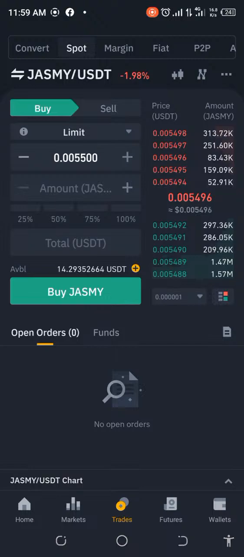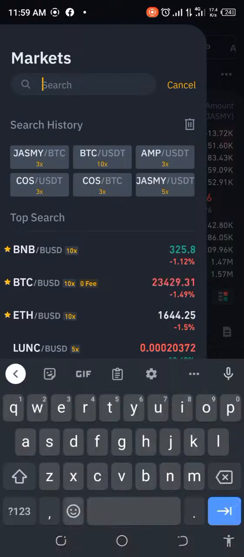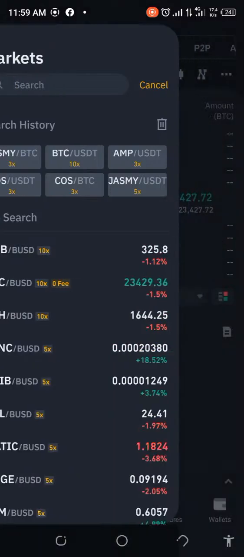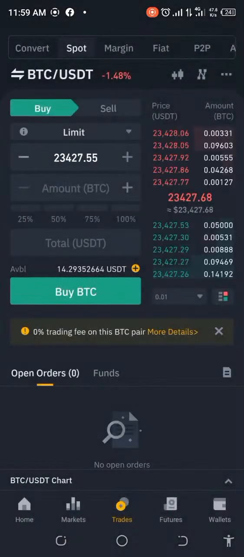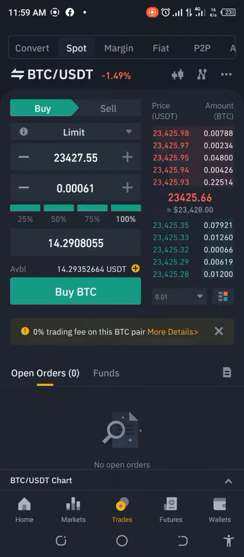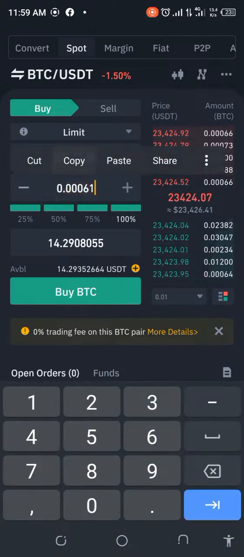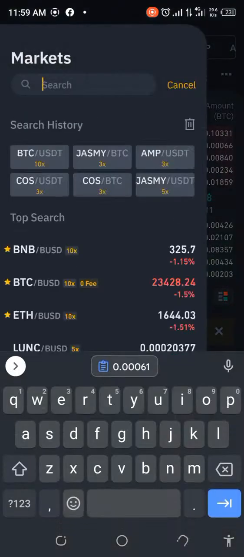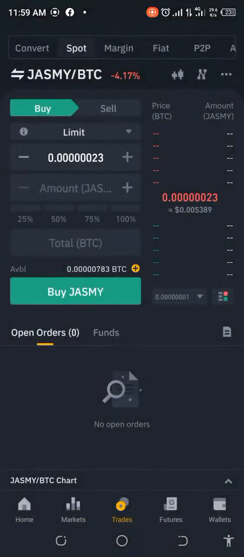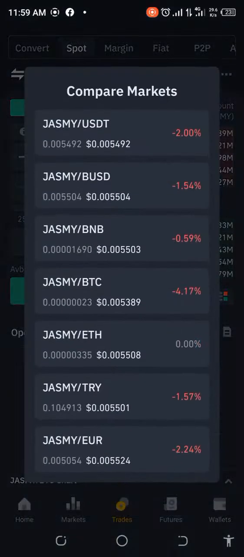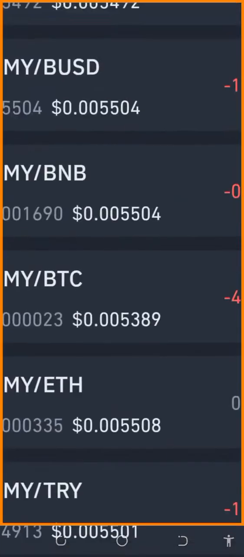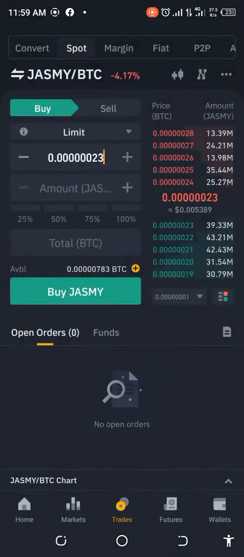So first of all, I'll have to buy BTC. It's important that we simulate first, right? Because that's going to help us know what we're doing. So I'm going to simulate this. Let's do 100%, and what we have is 0.0061. I'm going to copy that and go back to Jasmine BTC. Let's check again before we go ahead, just to be sure that everything is still intact. Nothing has changed. So we're going to click on that pair and put in the amount.